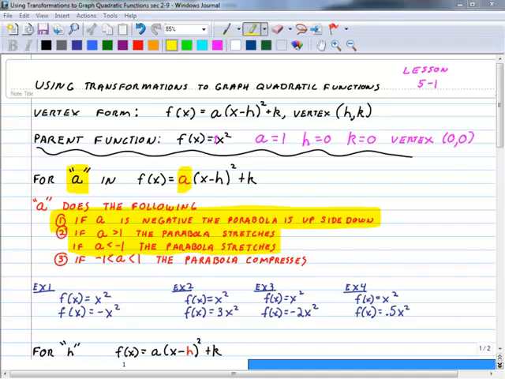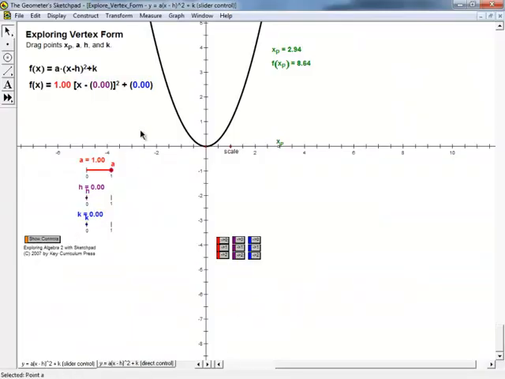So let me pull up Geometry Sketchpad. And what you see is right now I have the parent function where a is 1, the h value is 0, and the k value is 0. So you'll see that this is a parabola where the vertex is at 0. And what we're going to do is manipulate the a, and show how it works. If I were to make a greater than 1, say up to 2, my claim is that it would stretch. So let's do that. Let's go right to 2.